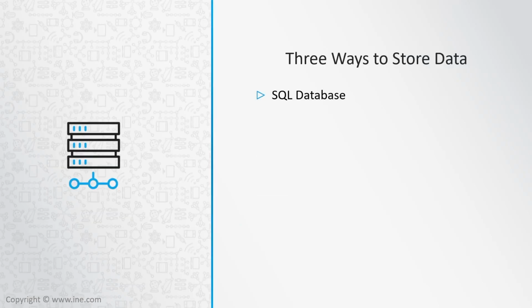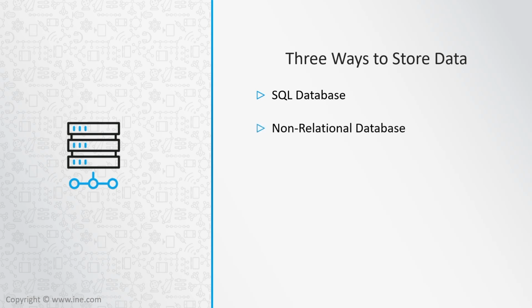So what are these 3 types of data? Basically, any sort of data can be stored using one of these 3 methods. First, we have our SQL database. SQL database is the oldest and most popular way to store data. Azure provides a couple different options for SQL databases. In this course, we will show you how to create and manage SQL databases. We will also be going in depth showing you how to move an existing SQL database to Microsoft Azure.